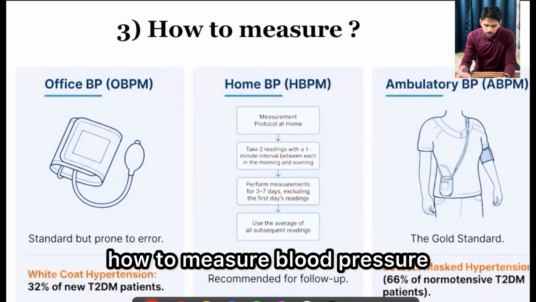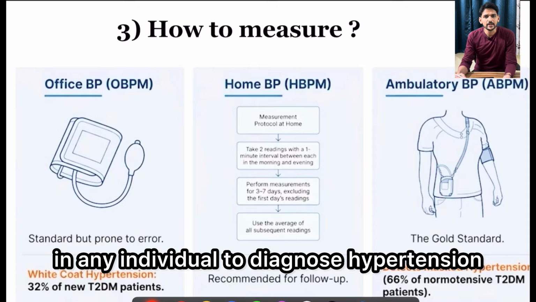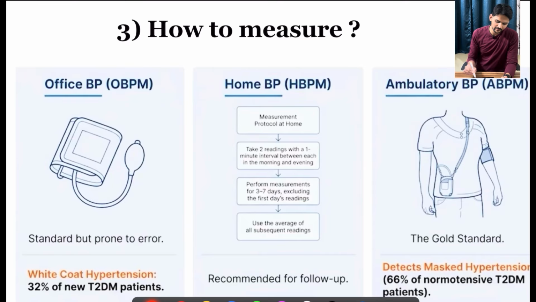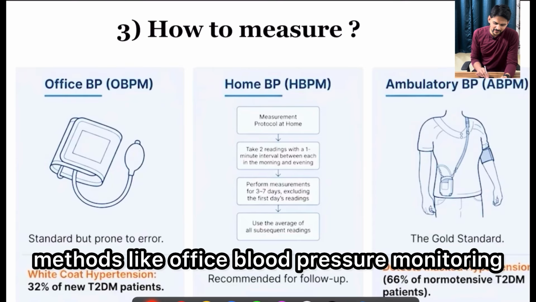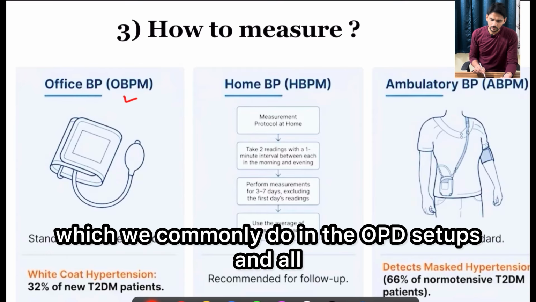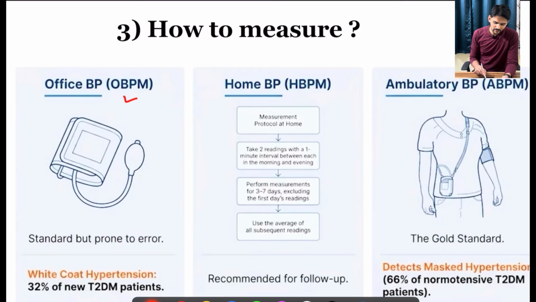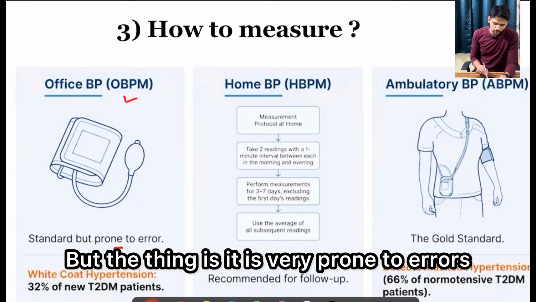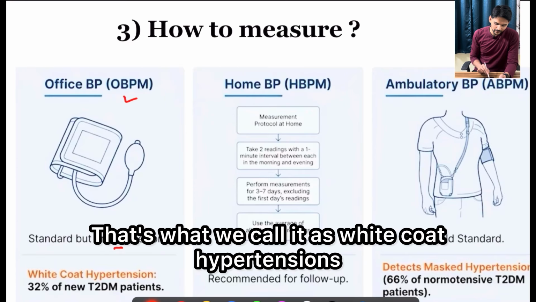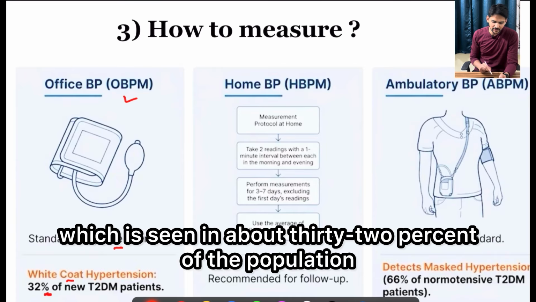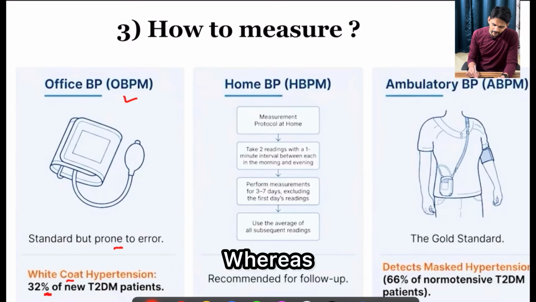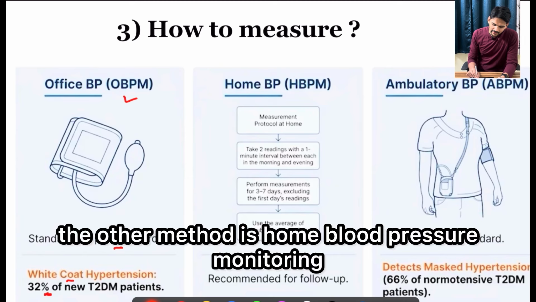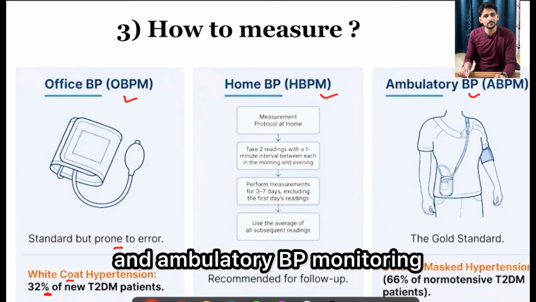Now, how to measure blood pressure in any individual to diagnose hypertension? There are various methods like office blood pressure monitoring, which we commonly do in the OPD setups and all. But the thing is, it is very prone to errors. That's what we call white coat hypertension, which is seen in about 32% of the population. Whereas the other methods are home blood pressure monitoring and ambulatory BP monitoring.